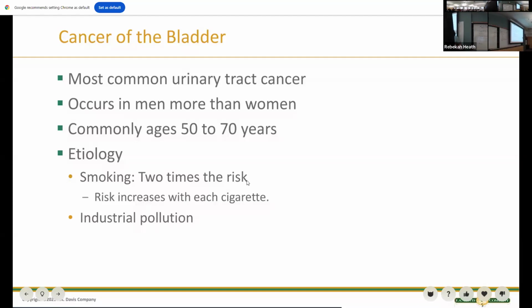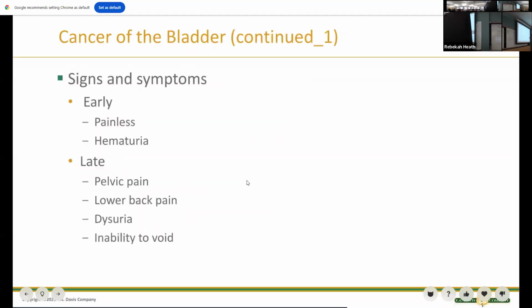So the etiology, where does it come from? You're going to see this in most cancers: smoking and pollution. Those are the things that put people at the highest risk of having almost any type of cancer. So it's important that we talk to our patients who smoke about strategies to quit, because we know it puts them at risk for so many more things. So, signs and symptoms. There are usually not too many in the early stages.